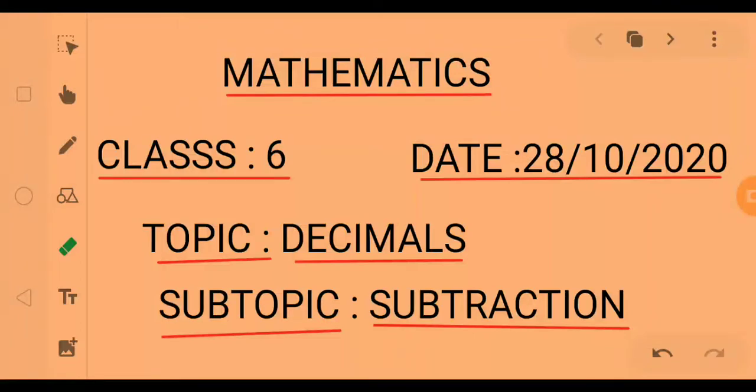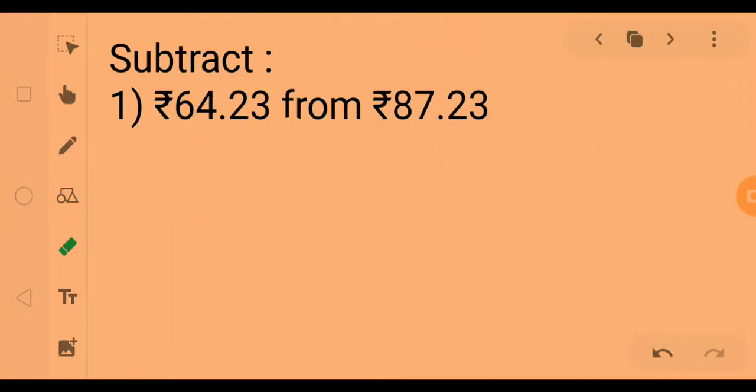In today's session, we shall discuss the subtraction of decimals. So let's get started. Here we begin with a problem. 64 rupees 23 paise from 87 rupees 23 paise. So here you just look at here. 64 rupees 23 paise from 87 rupees 23 paise.